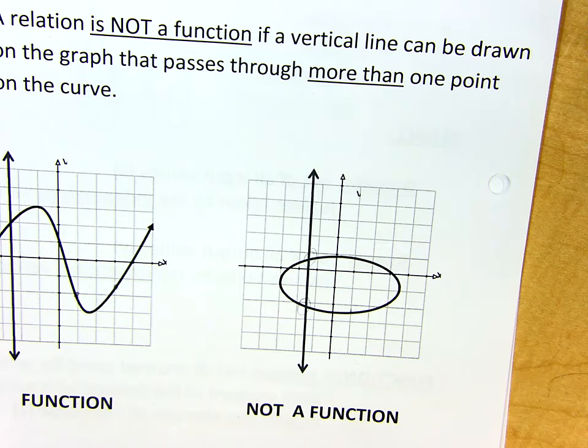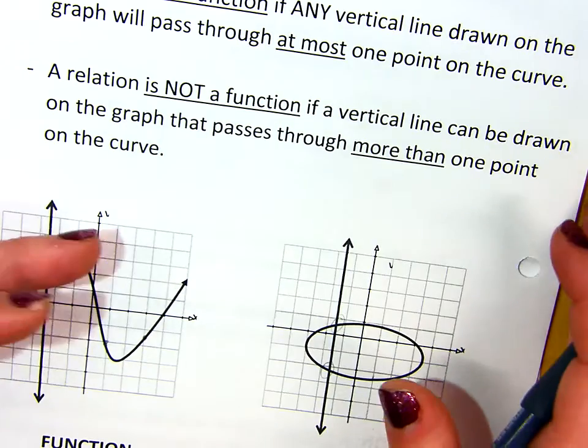Functions, when I put something in, I can put anything in that I want, but I can only get one number back out. If I get 2 numbers, it is no longer a function. Easy enough? Old news? Okay, let's keep right on going.